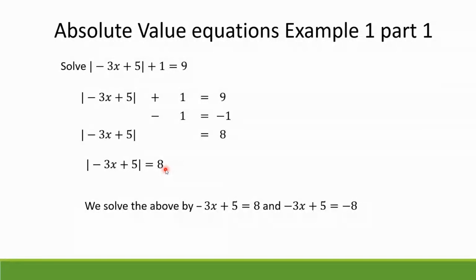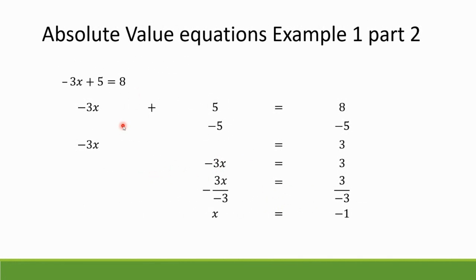If this instead of 8 were 0, then you would have one equation because minus 0 and 0 are the same. And if instead of 8 here you had a negative number, there would be no solutions because absolute value has to be non-negative. All right.